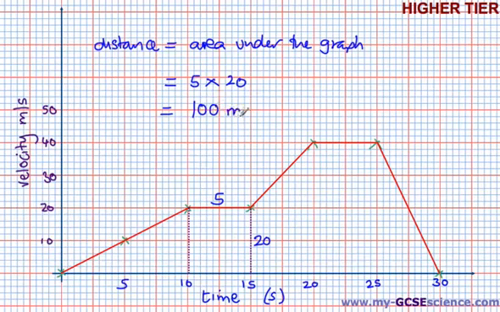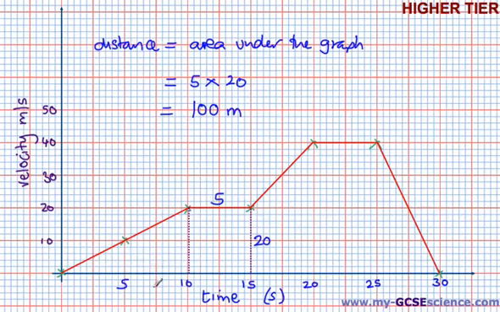And as it's distance it's meters. Now if you think about it, that kind of makes sense because we are travelling between 10 and 15 seconds. We are travelling at 20 meters per second for 5 seconds. So every second we travel 20 meters, so after 5 seconds it makes sense that we have travelled 100 meters, and that corresponds with the area under the graph here.